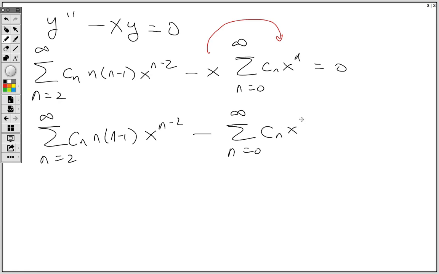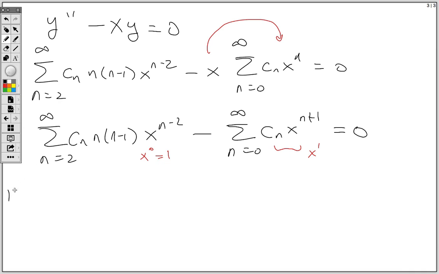And I get Cn x to the n plus 1 equals 0. And now I have to think about what sorts of terms are going to get kicked out here. So if I look at this sum, when n equals 2, I'm going to start with an x to the 0 power, which once again we assume by convention is 1. Here when n equals 0, I'm going to start with x to the first power. So after I kick off the x to the 0 term, everything in this series is going to have the same powers of x as this series. And so we're going to want to combine them together.